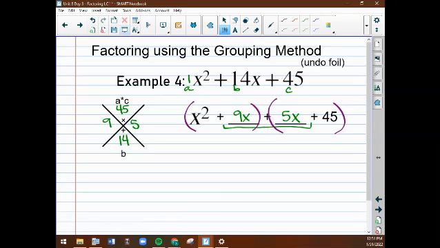Now I figure out in this first parenthesis, what is the GCF? Between x squared and 9x, I can take out an x. When I do that, I'm left with x plus 9. In the second parenthesis, between 5x and 45, I can take out a 5. When I do that, I'm left with x plus 9. Again, these two pieces should be the same at this point.